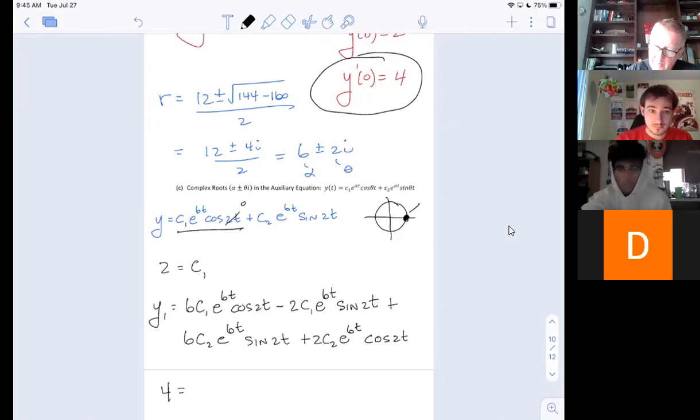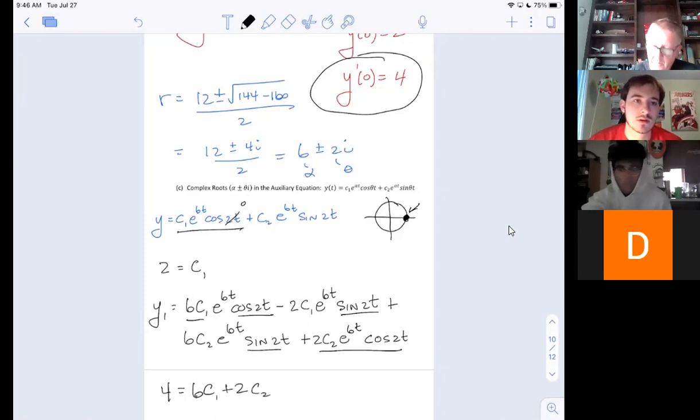So I'm still in the same exact location. Remember, the cosine of 0 is actually 1. E to the 0 is actually 1. So I actually do get that 6C1 term right there. But anything that has a sine in it, that's going to be 0, isn't it? Sine of 0 is 0. So that term goes away. But I will get something here. E to the 0 is 1. Cosine of 0 is 1. So I actually get that plus 2C2. Really easy to make a mistake there, right?